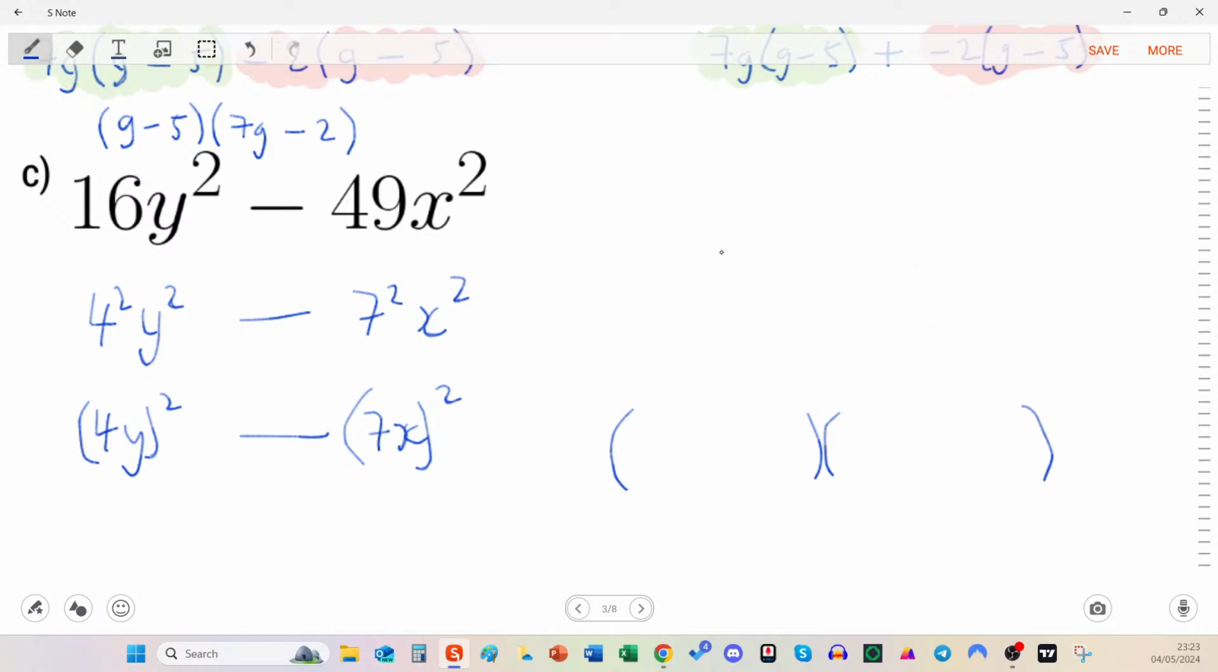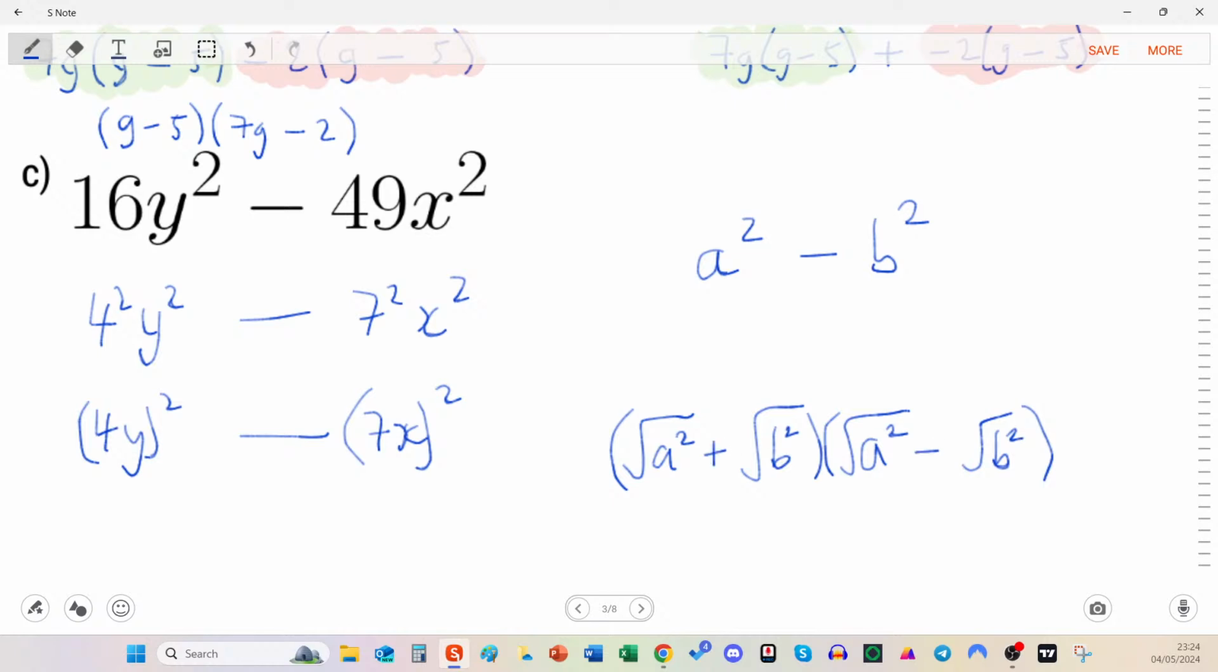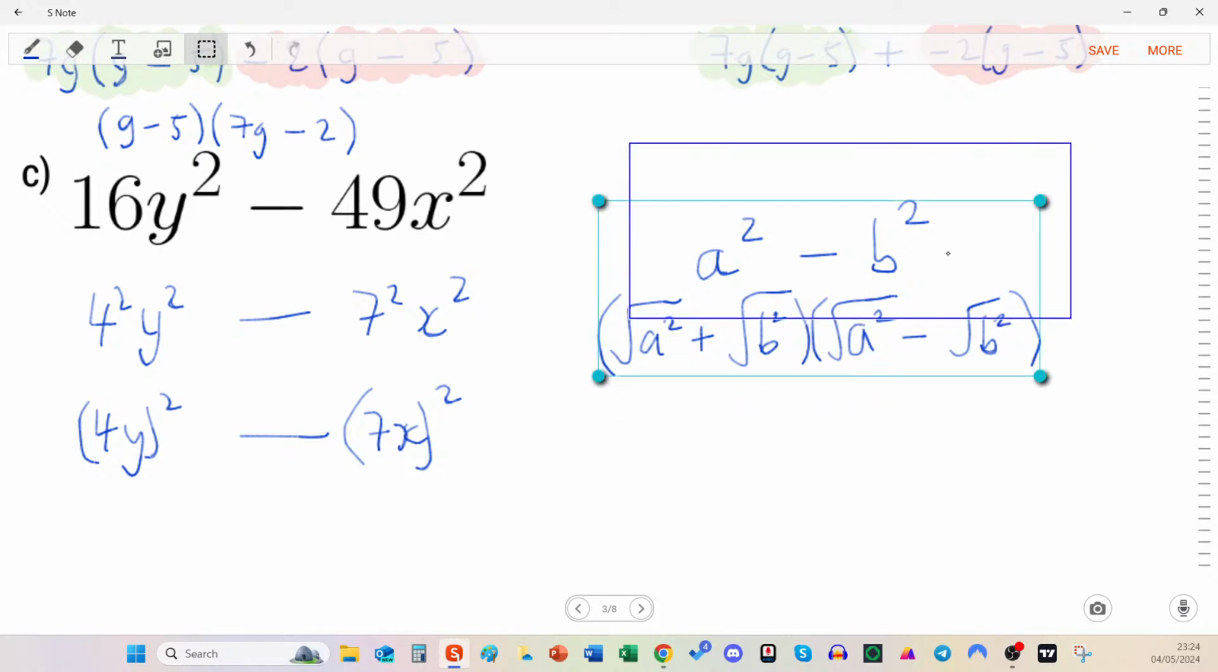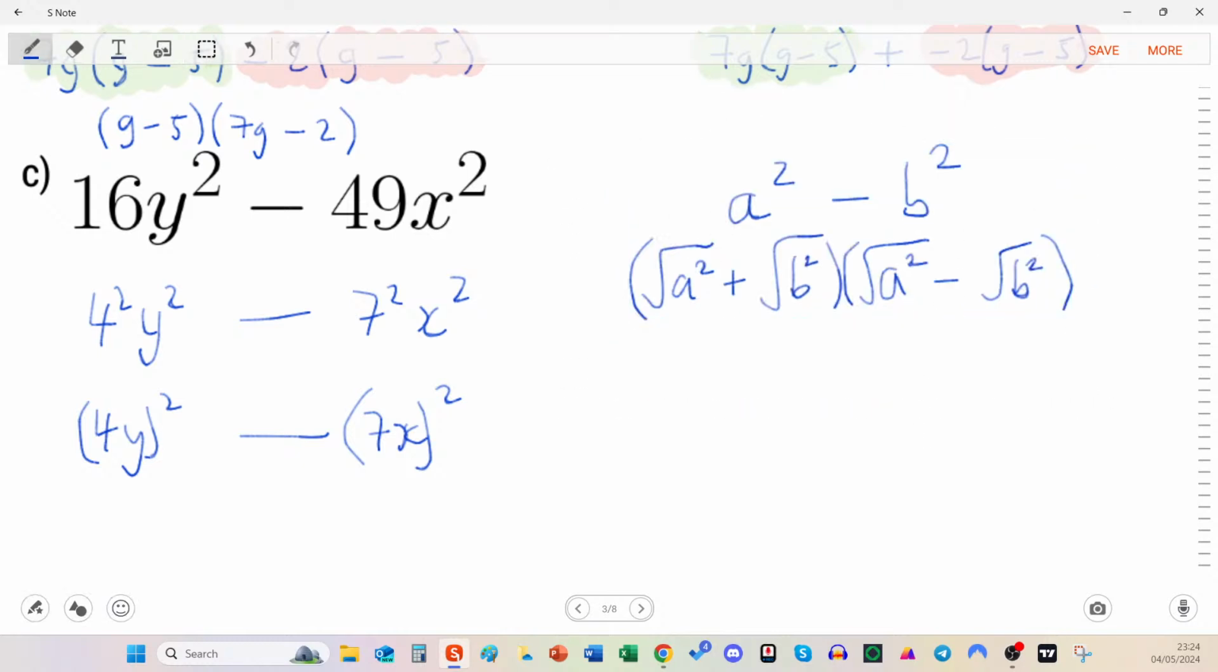Let's say we had a squared minus b squared. We would square root this and it would go there and there. And we would square root the second term and it would go there and there. And one of them would be positive, one of them would be negative. Like, this is a generalization. So perhaps it looks a little bit complicated, but you're welcome to write that down as a reference.